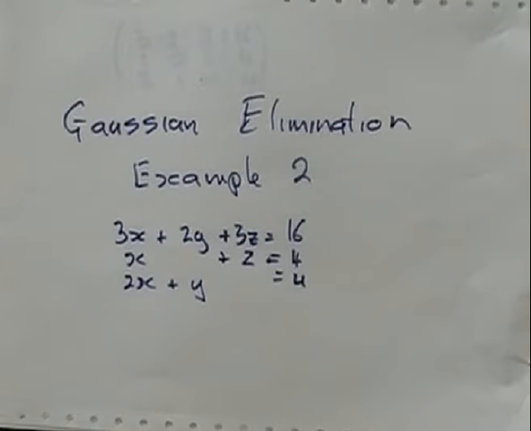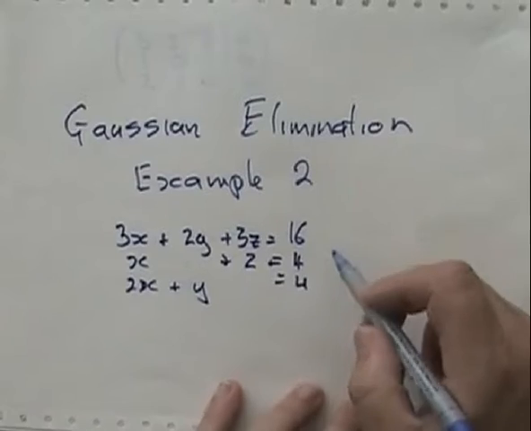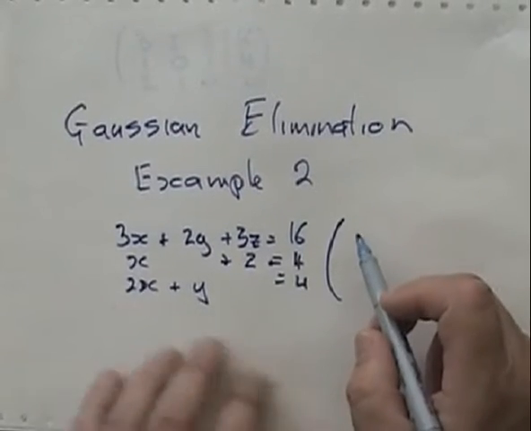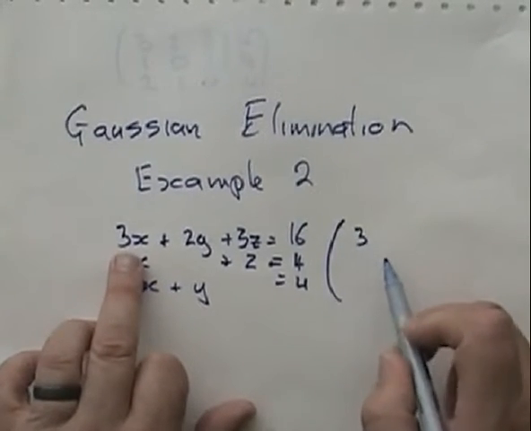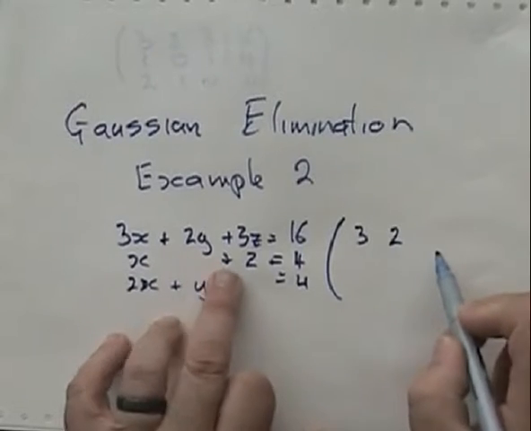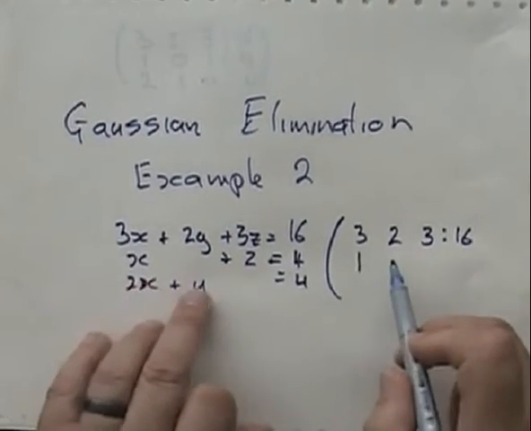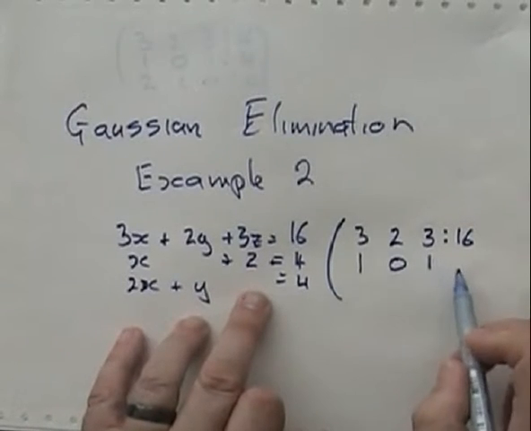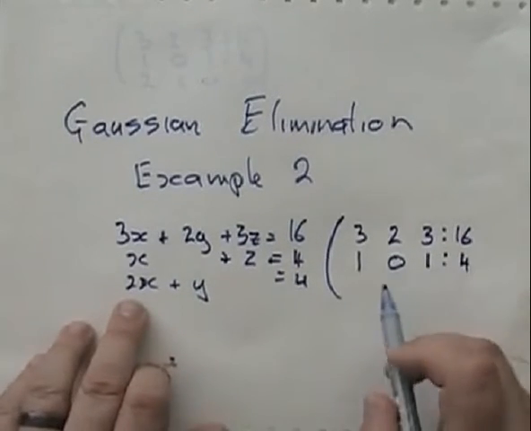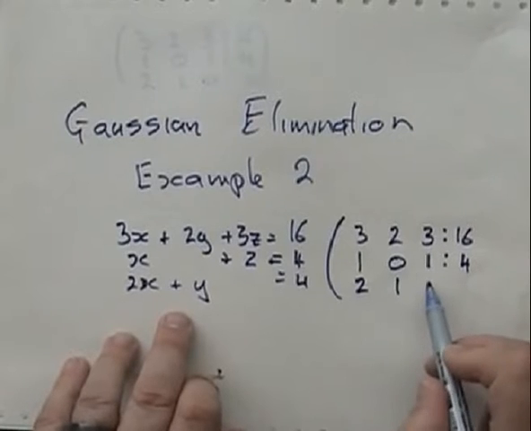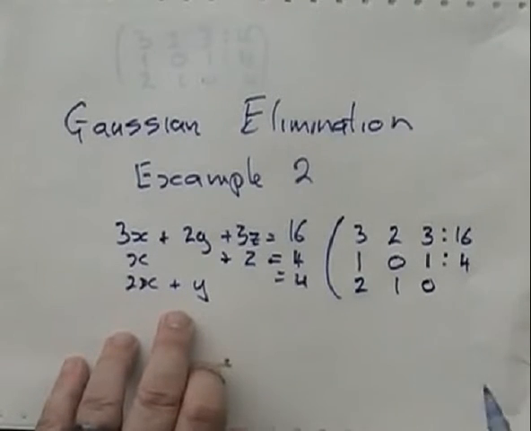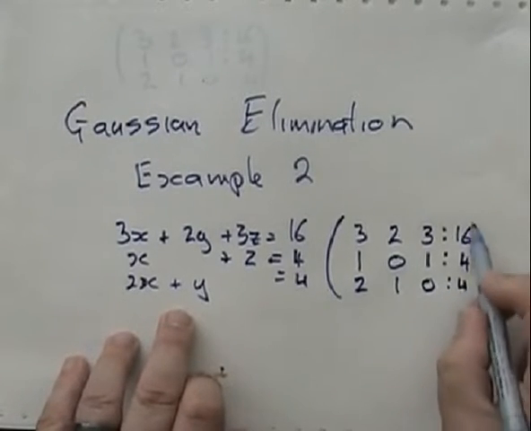Okay, let's do another example of Gaussian elimination when applied to augmented matrices. Again, it's simultaneous equations, so we have three simultaneous equations. I am going to convert them into an augmented matrix. So we've got 3x plus 2y plus 3z equals 16. We've got 1x, 0y, 1z equals 4. 2x, 1y, 0z also equals 4.